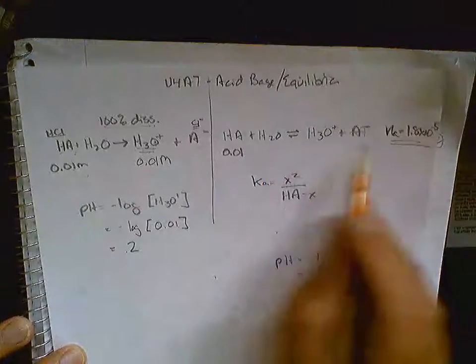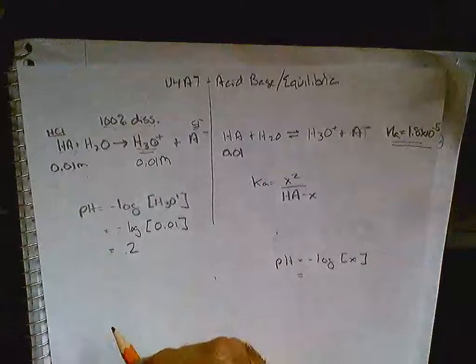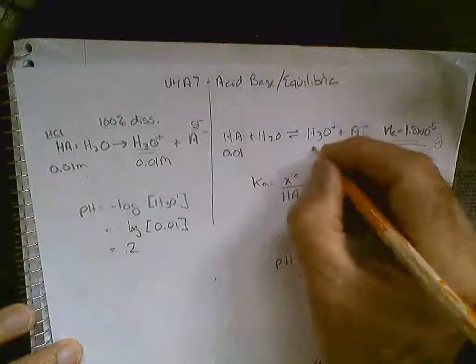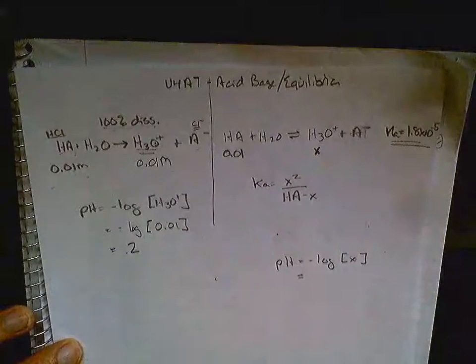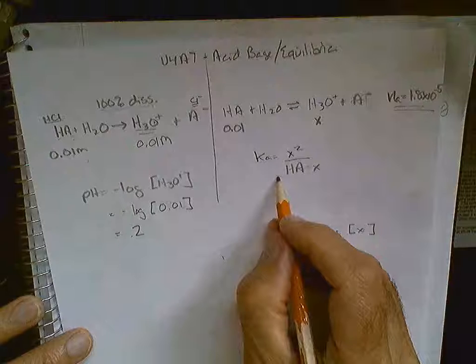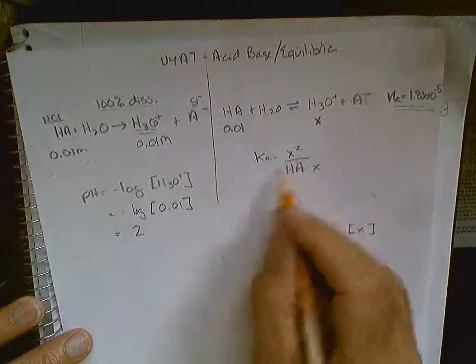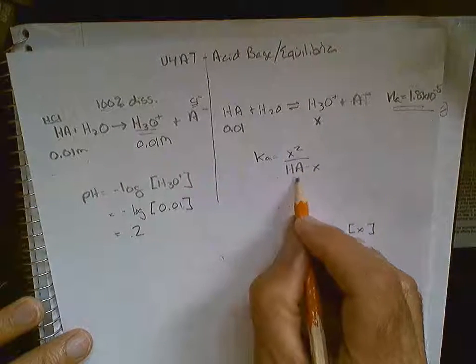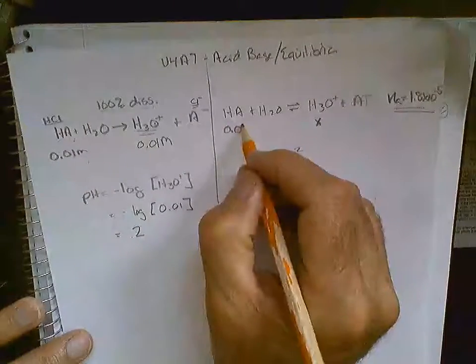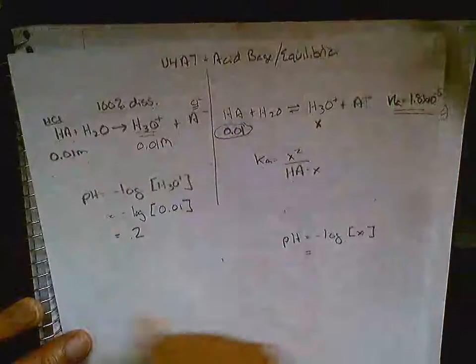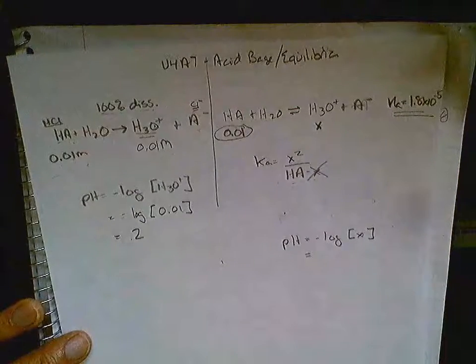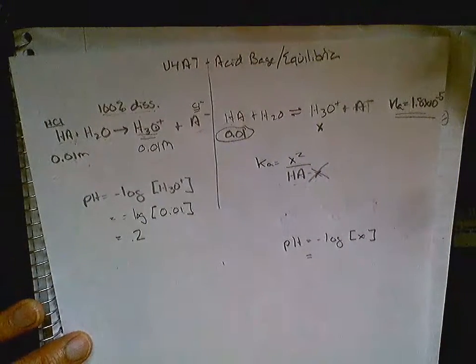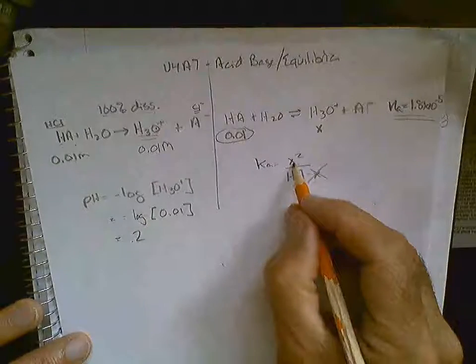When we put it in water, it does not break down 100%. It breaks down much less. The amount it breaks down we will call X. Our formula that we need to figure out X is Ka equals X squared over HA minus X. Remember, HA is that value right there. This X will be negligible, so we can get rid of that. So it becomes Ka equals X squared over HA, and we can solve for X.